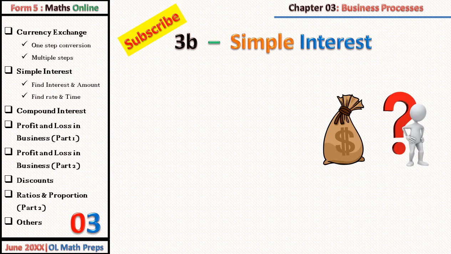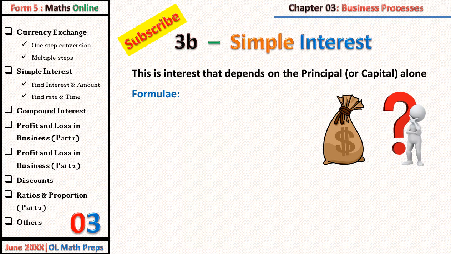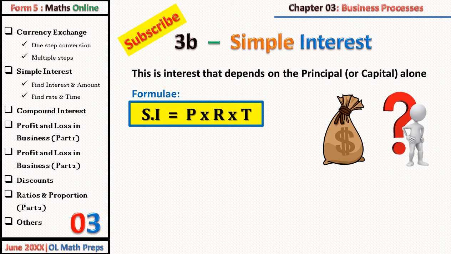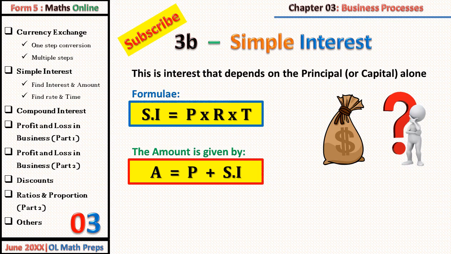This lesson is on simple interest, and we'll begin by explaining the concept of simple interest. Simple interest is the interest that depends on the principal alone. Another word for principal is capital, or the amount of money that is invested in a business or in a bank. The following formulae are used when working with simple interest. Simple interest is given by the formula capital times rate times time, or principal times rate times time. And the amount at the end of a certain period is given by the principal plus the simple interest.